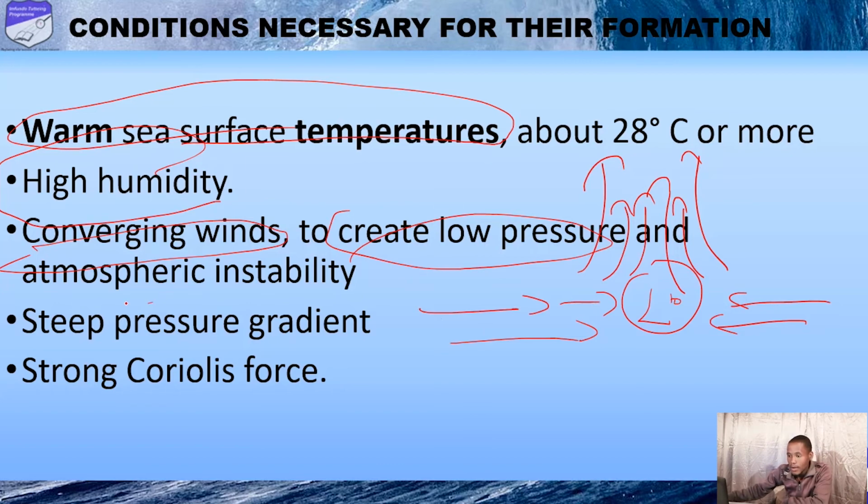Then next we need to have a steep pressure gradient. Now let me simplify this. Let's say this is our 30-degree latitude, which is our subtropical high. So it's a high pressure, right? The more the air continues to move there, the more we've got convergence there, the more the pressure is going to drop there. Then eventually we're going to have a steep pressure gradient.